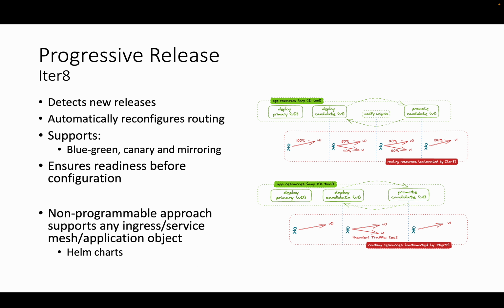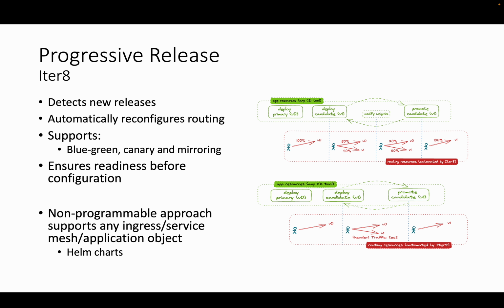How does Iter8 reduce the challenge of reconfiguration? It brings an ability to detect new versions, identify them when they're ready, and to automatically trigger the routing reconfiguration. Iter8 uses a non-programmable approach that does not depend on changes to the Iter8 controller to add support for additional ingress or service mesh technologies. This approach is based on Helm charts. The Iter8 Helm chart defines how the routing should be reconfigured. The Iter8 controller then identifies when changes occurred and triggers the reconfiguration.